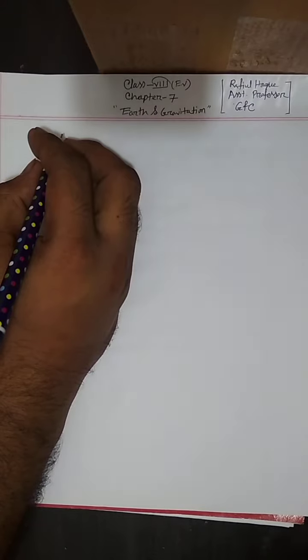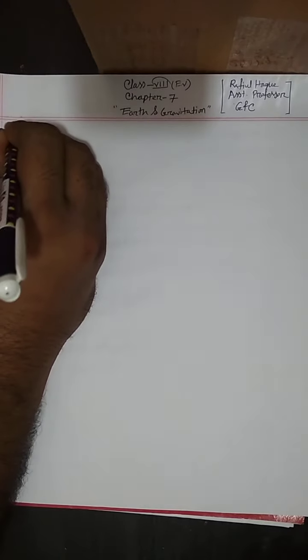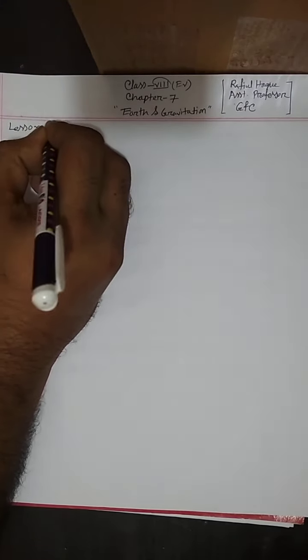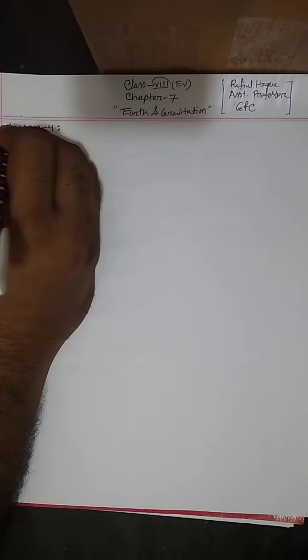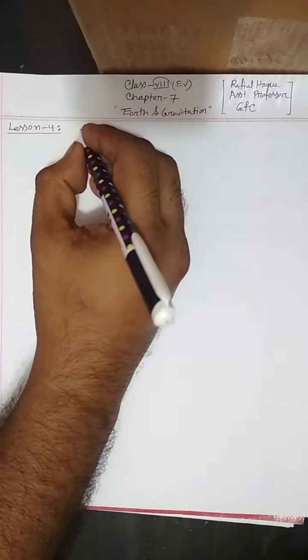Well, we are continuing chapter 7. This is chapter 7, Art and Gravitation. Today's lesson is Mass and Weight, lesson 4. Mass and weight.